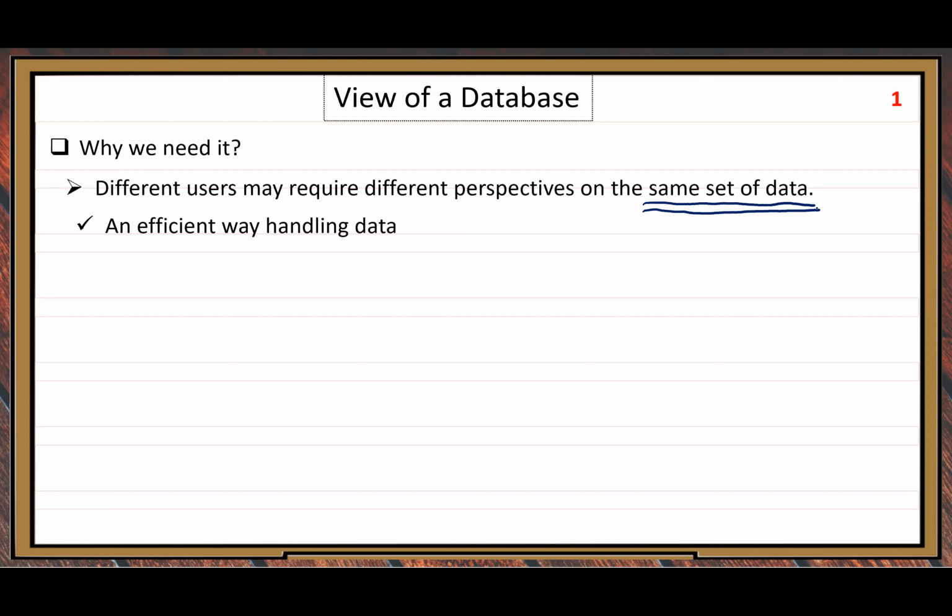Efficient here means, one, the storage space, right? The second efficiency is that we can get that set of data quickly. We can retrieve that specific view of data quickly. How about that? All right.